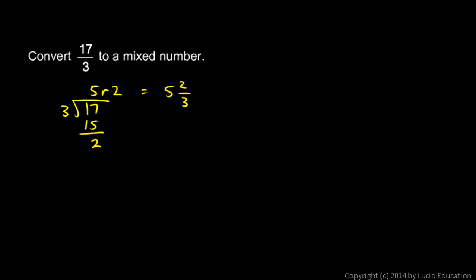And that is 17 divided by 3. The fraction 17/3 is the same thing as the mixed number 5 2/3. Just one way it's expressed as an improper fraction, here it's expressed as a mixed number.